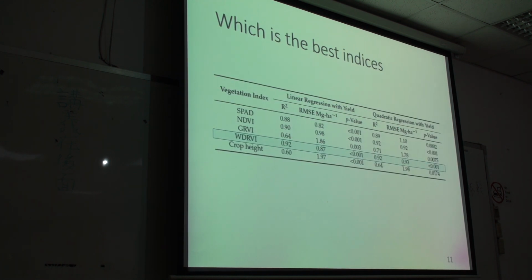The previous discussion is just about the pattern, which pattern is similar to the yield, and which might be useful, but it's not scientific data. So they conducted a linear regression analysis, and also a quadratic regression analysis, and they found that the wide dynamic range vegetative index performs with the highest correlation with the yield. So they think that WDRVI is the best index for yield prediction.